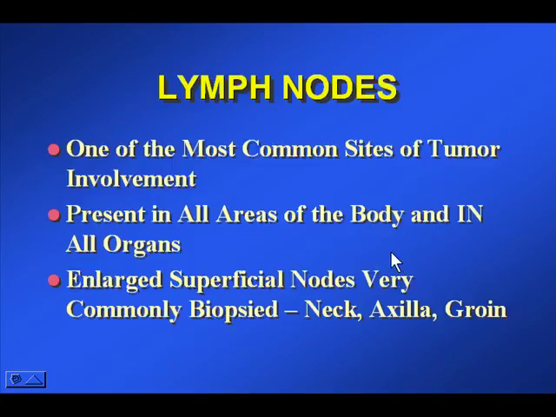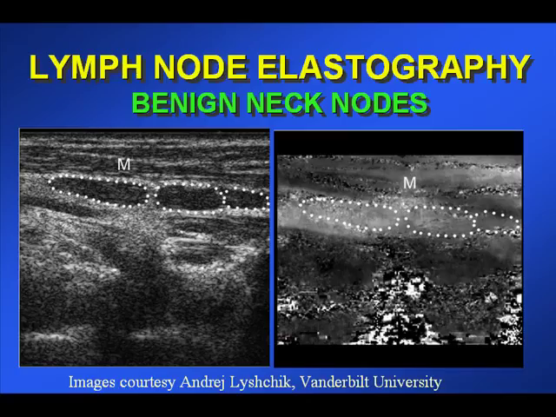Like thyroid nodules, lymph nodes are also a problem. One of the most common sites of tumor involvement include lymph nodes. They're present in all areas of the body, including superficial areas, and a lot of these superficial nodes are biopsied. Again, if there are multiple nodes, it'd be nice to know which nodes are most suspicious so we know which ones to biopsy. An example of benign nodes is shown here.